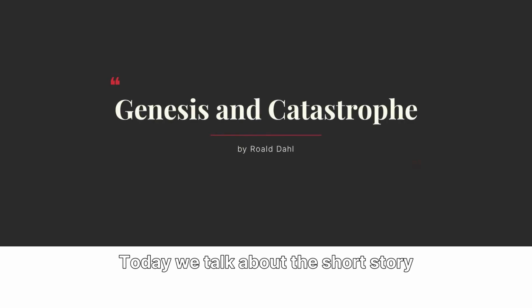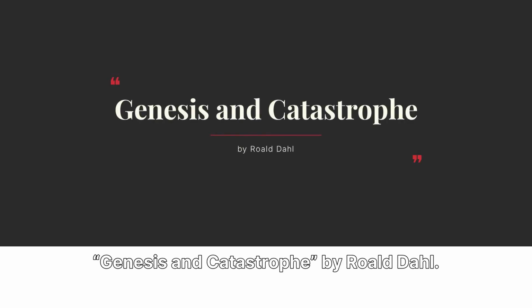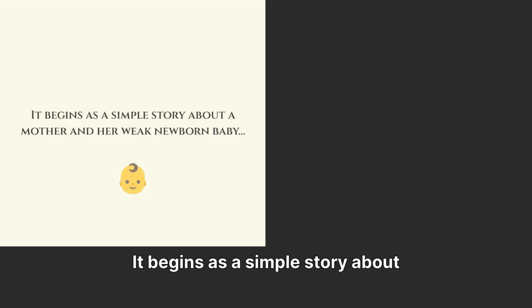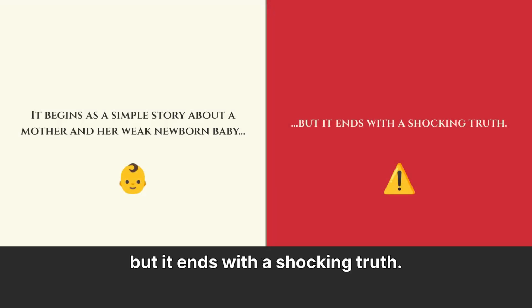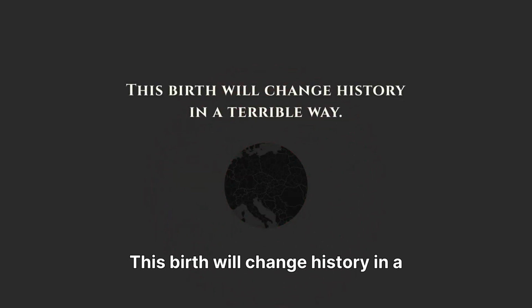Today we talk about the short story Genesis and Catastrophe by Roald Dahl. It begins as a simple story about a mother and her weak newborn baby, but it ends with a shocking truth. This birth will change history in a terrible way.